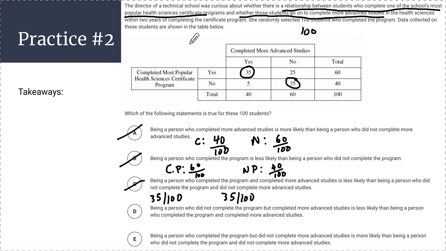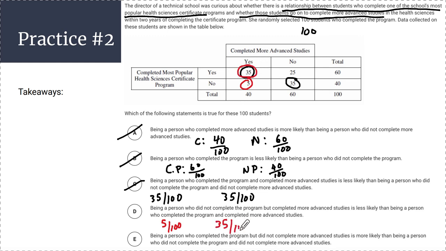Being a person who did not complete the program, but completed more advanced studies. So no, but yes. How many was that? That's 5 out of 100. Being a person who did not complete the program but completed more advanced studies is less likely than being a person who completed the program, so yes, and completed more advanced studies. So that's the yes and yes category again.